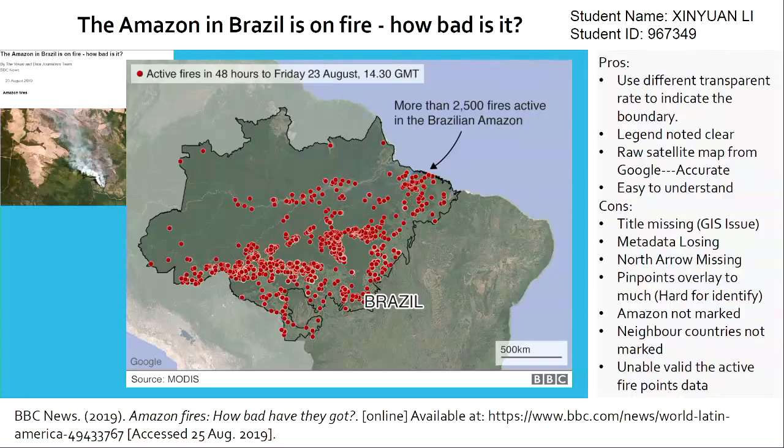But there are also some negative points. For example, the title is missing. Another is data loss. The north arrow is missing, another crucial thing, and the pinpoints overlap too much. It's hard to identify which area is on fire, and the Amazon is not marked. So that's all. Thank you.